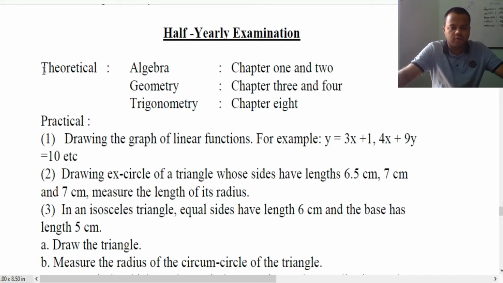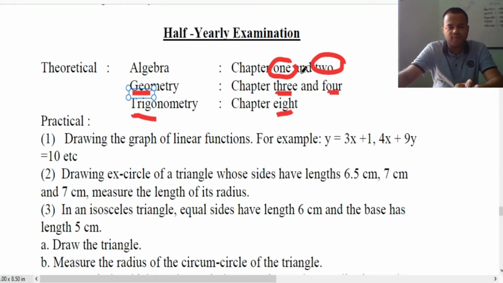Here, in the theoretical part, as I said earlier, we have three parts. The first one is algebra, the second one is geometry, and the third one is trigonometry. In algebra we have chapter 1 and chapter 2. In geometry we have chapter 3 and chapter 4, and in trigonometry, chapter 8.